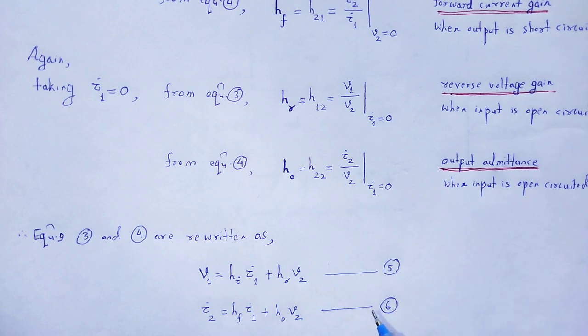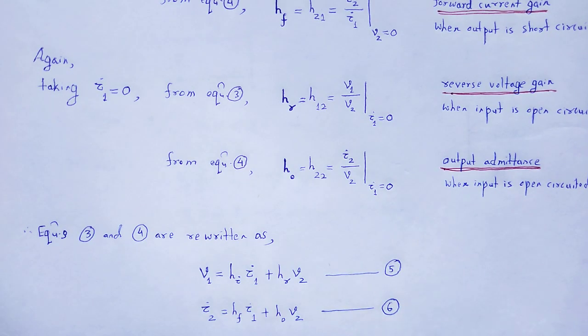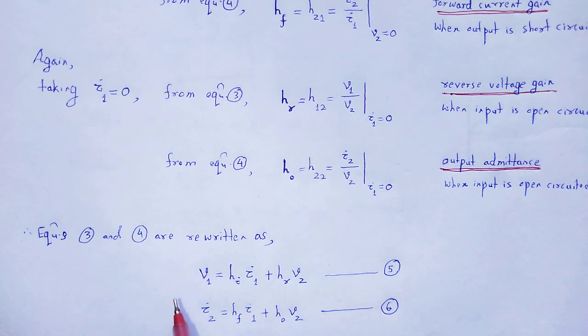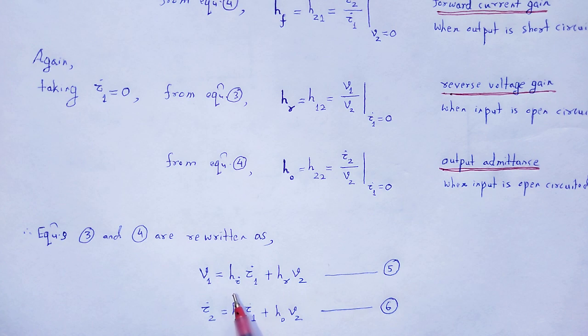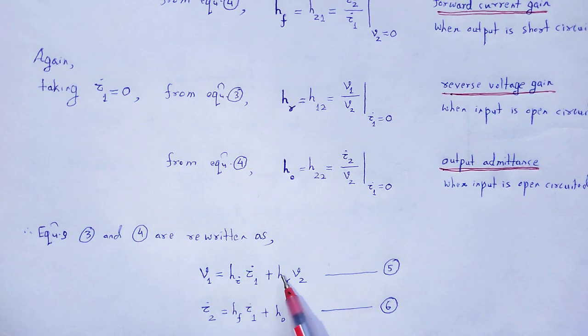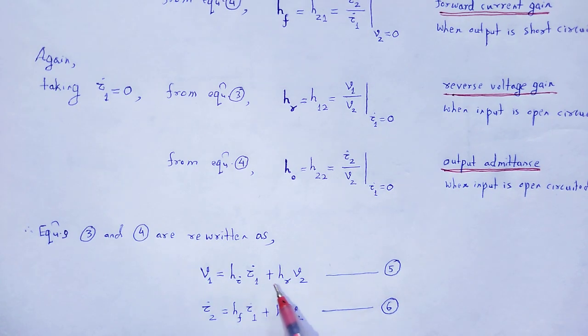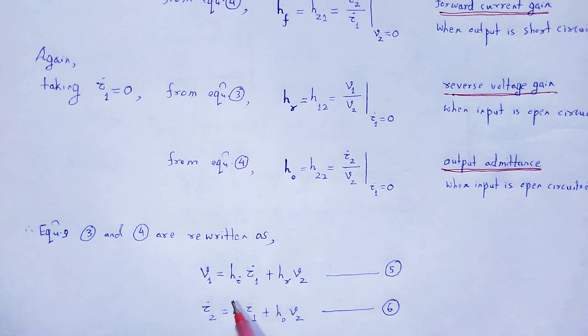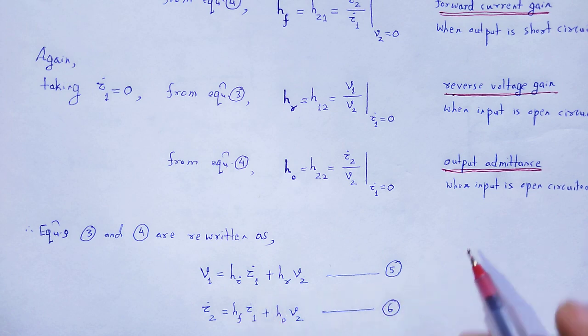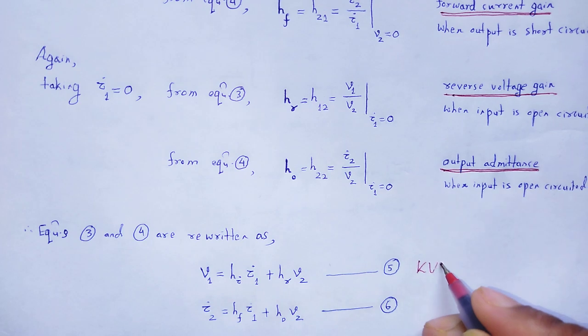Equation number 6. Look at equation number 5 and equation number 6 in order to draw the equivalent circuit. Here V is voltage, hI input impedance means voltage by current, so voltage by current into current cancel out, so it is the unit of voltage. Again hR, reverse voltage gain, voltage by voltage cancel out, then overall it is the unit of voltage. So the entire term is the unit of voltage. For that reason, in order to show that equation as an equivalent circuit, we apply KVL, Kirchhoff's voltage law.